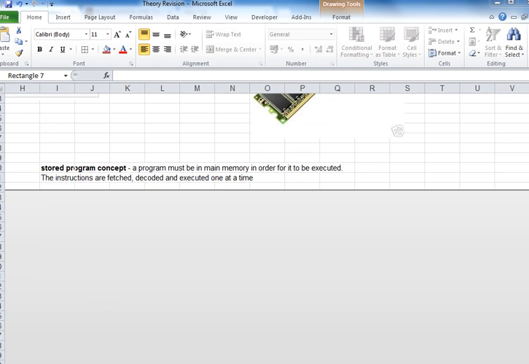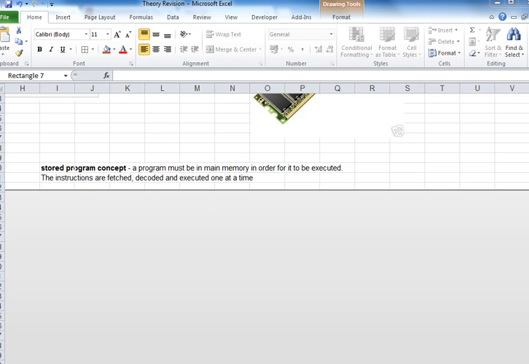In the stored program concept, a program must be in main memory in order for it to be executed. The instructions are fetched, decoded, and executed one at a time. This is known as the fetch and execute cycle. We fetch instructions and data, we decode them, and we execute them, and we keep doing that.